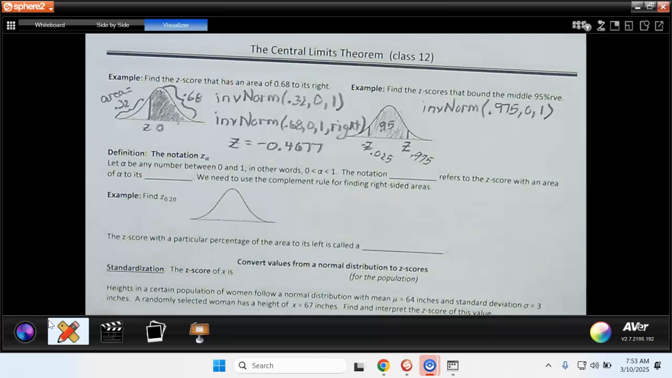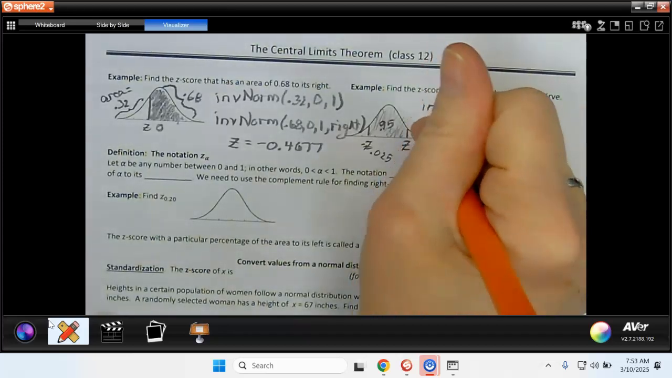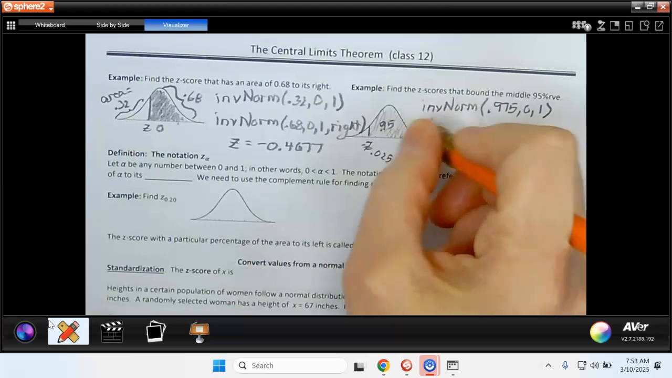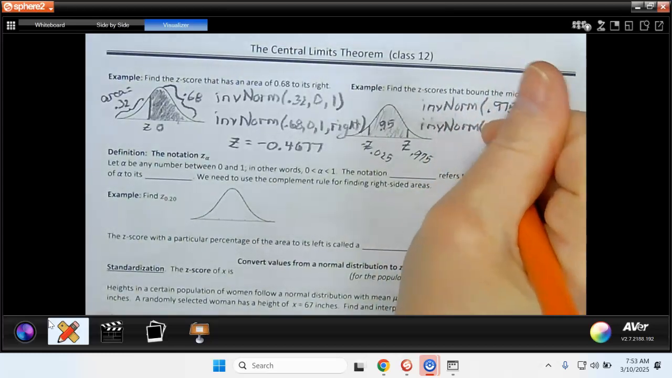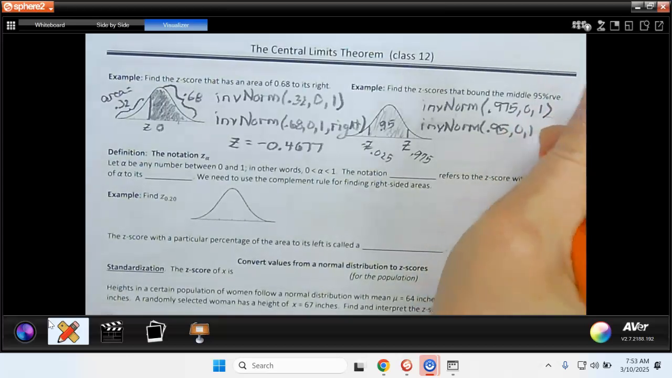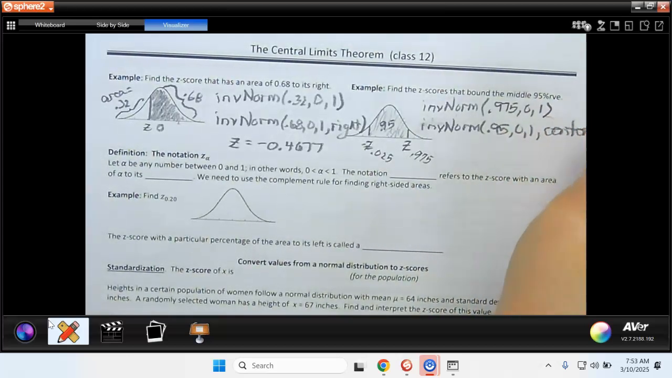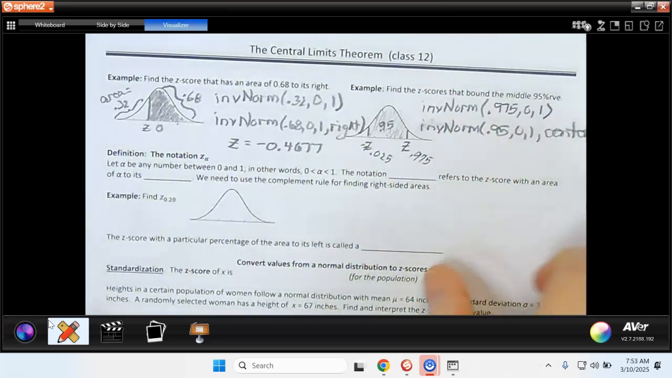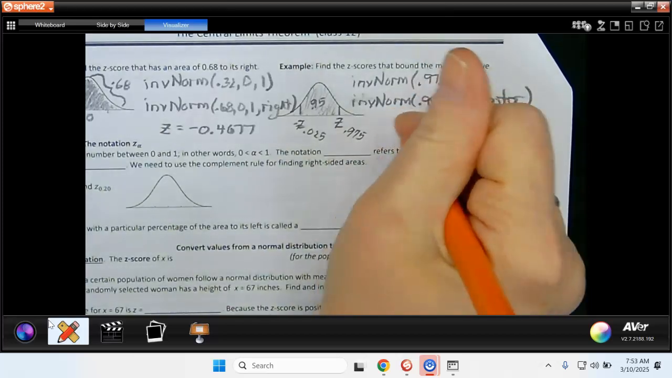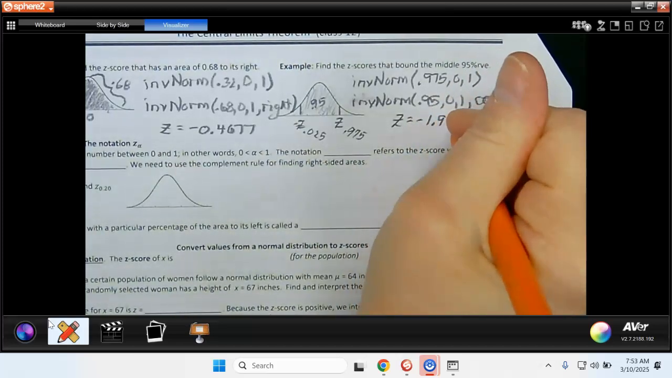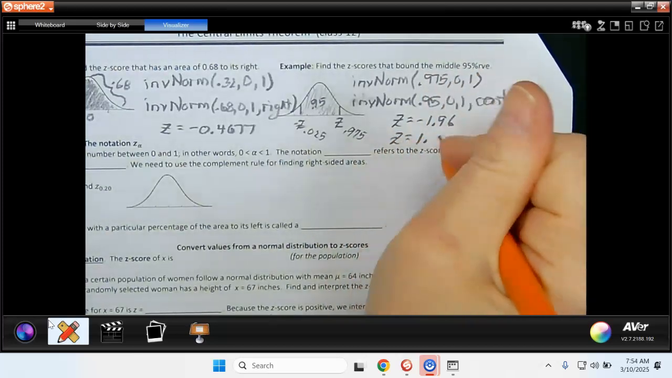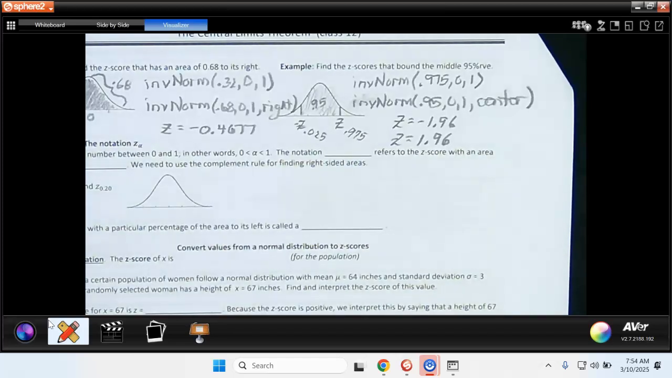If you have a newer calculator, you're going to do, oh, what am I writing? Inverse norm, .95, 0, 1, center. Either way, this one's going to give you a positive z-score. This one's going to give you both. But either way, you have to acknowledge that both of them are true. So your z-score is negative 1.96 and positive 1.96. If you just get one of them, you have to show that there's actually both of them. Questions on that?